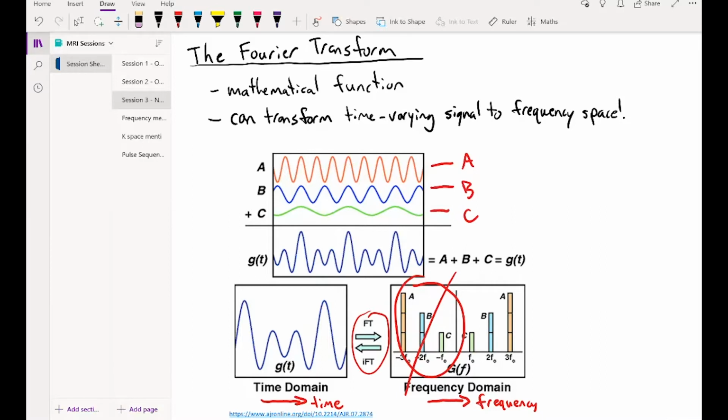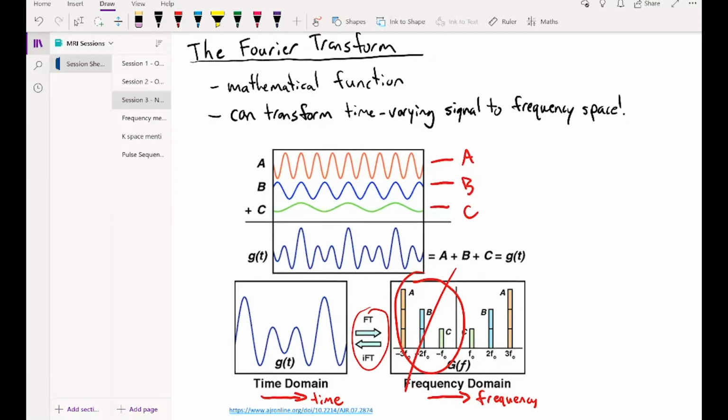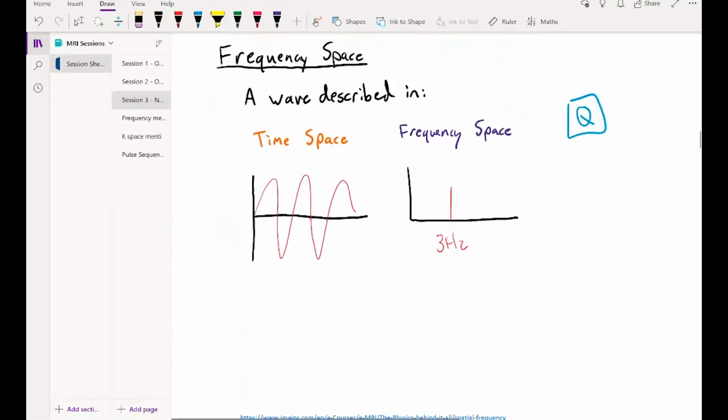So I'm just going to leave it here for now, and I'm confident that this amount of information is enough for us to understand what's going on in MRI, and that's really what I'm trying to get across to you without losing anybody during these sessions.